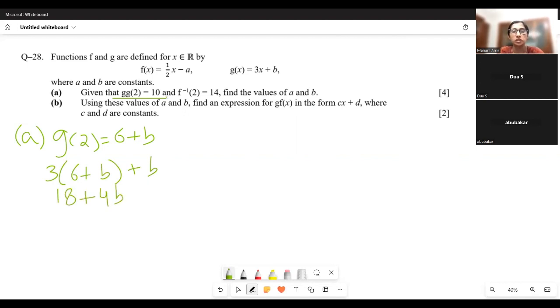So that's gg(2). We can do it this way, or like if we find gg first and then substitute. You can do that as well. Okay.